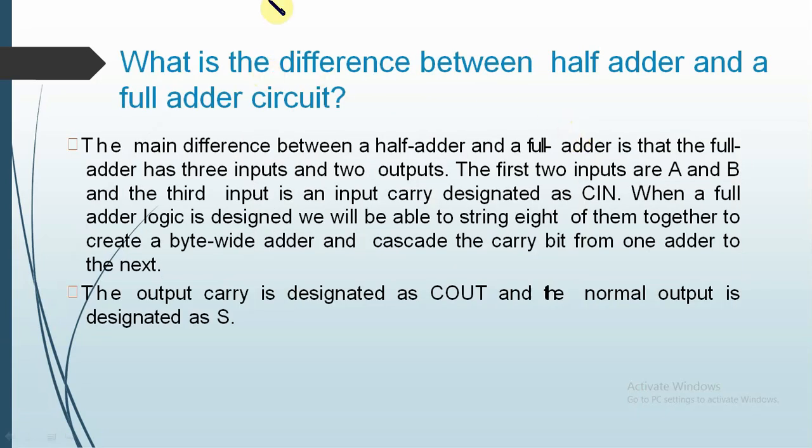And now going towards the last point, that is the difference between half adder and full adder circuit, already seen previously. The main difference between the half and full adder is 2 inputs versus 3 inputs, and 2 outputs, same in subtraction also. The first two inputs are A and B, and the third input is the input carry. Same in full subtraction, the first two inputs are inputs and third is the borrow input. And the outputs in subtraction are borrow and difference. It is the opposite of the half adder and full adder: in subtraction there is difference and borrow, here it is carry and sum.